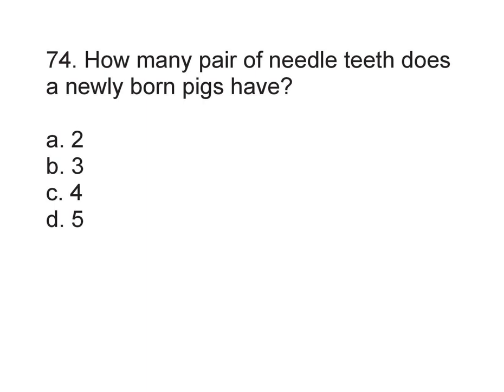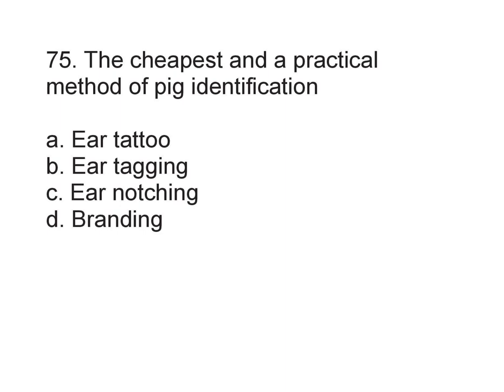Number 74. How many pairs of needle teeth does a newly born pig have? A. 2, B. 3, C. 4, D. 5. The answer is 4. Number 75. The cheapest and most practical method of pig identification. A. Ear tattoo, B. Ear tagging, C. Ear notching, D. Branding. The answer is ear notching.